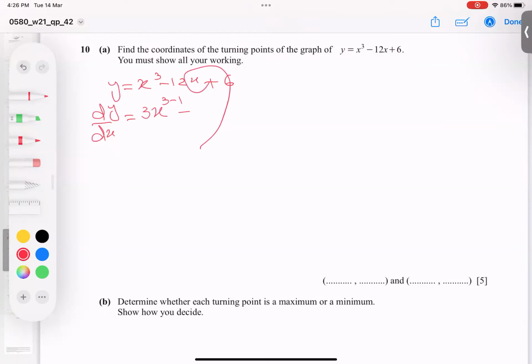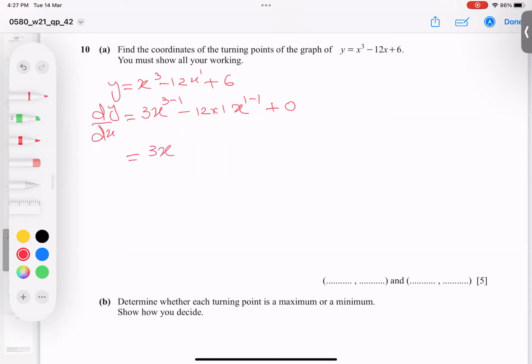Same here, what is the power of x? No power. No power means 1. So 1 will come down, multiply with 12, like this, and the power becomes 1 less. Every time we bring the power down, multiply before, and power 1 less. And a lone number is called a constant. Its derivative is always 0. So this first differentiation is over.